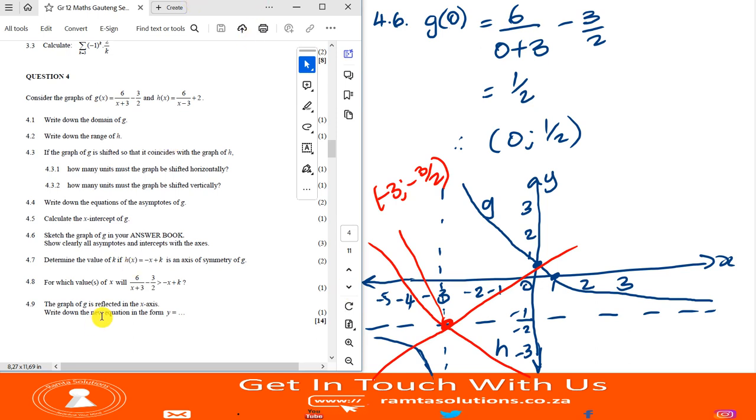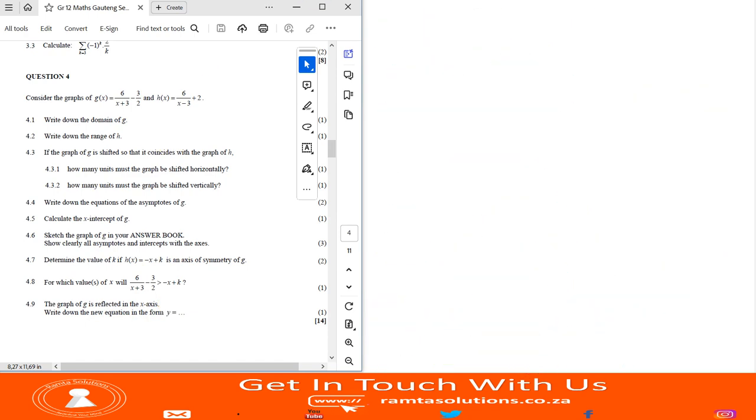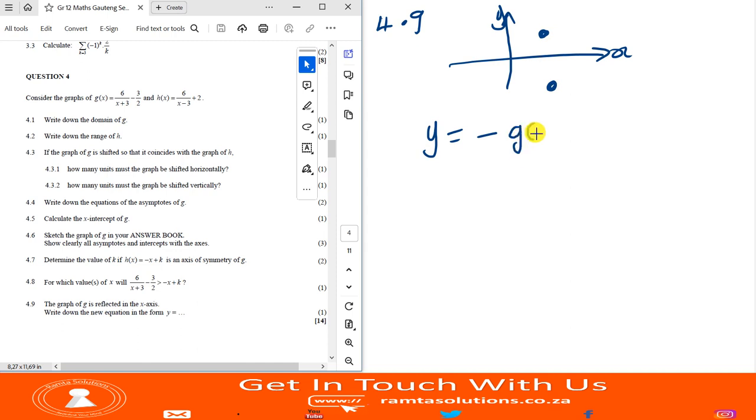Now, the graph of g is reflected in the x-axis. I write down the new equation in the form y equals. This is 4.9. When they say reflect in the x-axis, your y value will be negative. So in other words, y is equal to negative g of x.